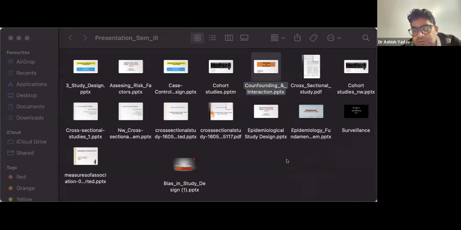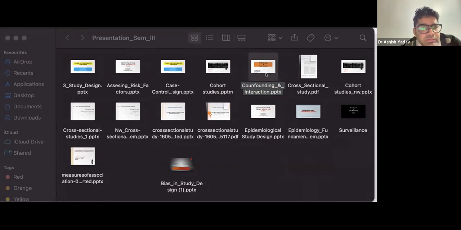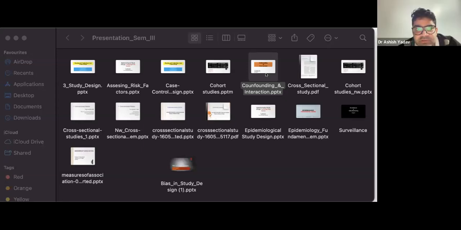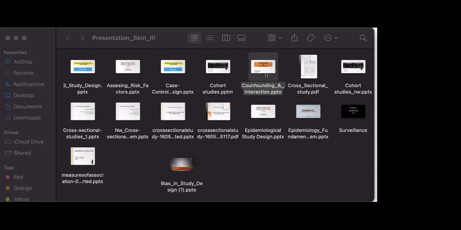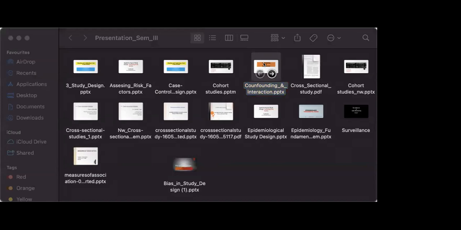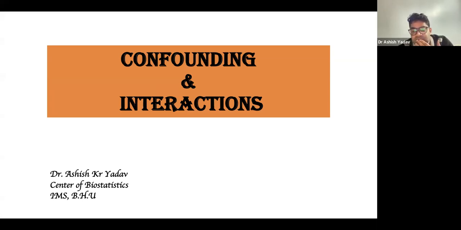Confounding and interaction. Is the slide visible? Confounding and interaction. I hope the slide is visible. No, sir, it's not visible. Yeah, give me a second. Now, is it visible? Confounding and interaction. Yes, sir.